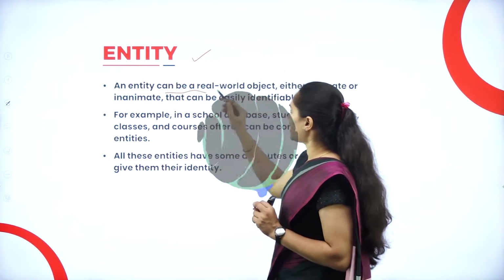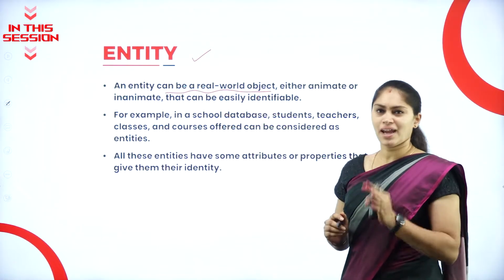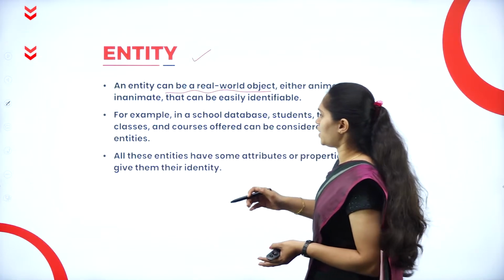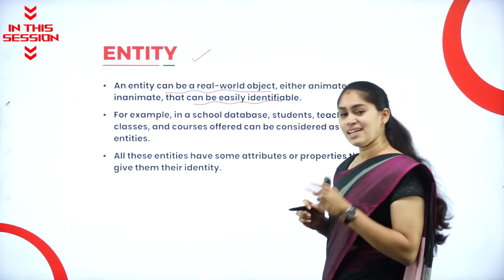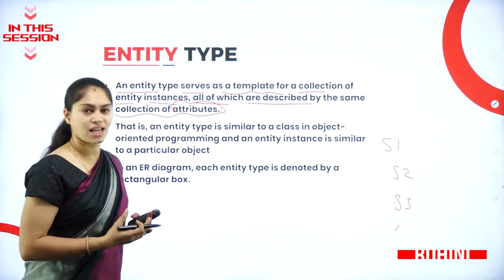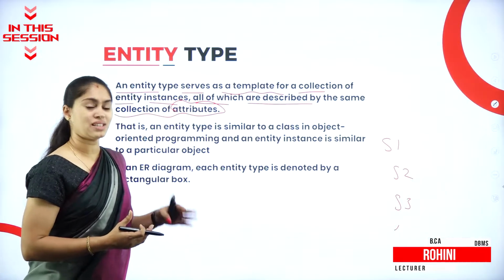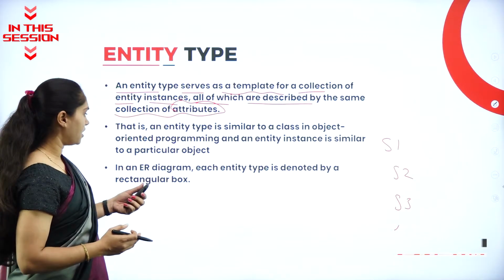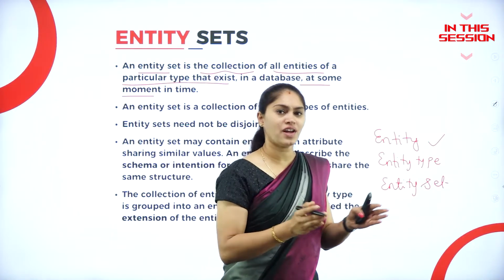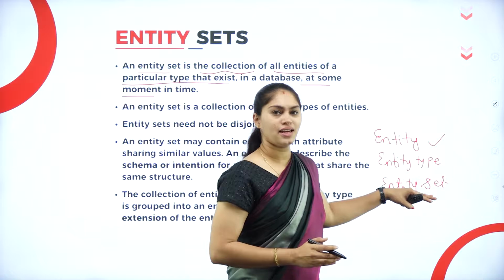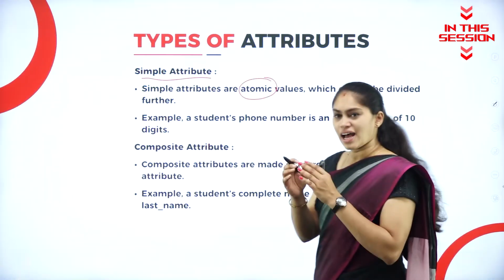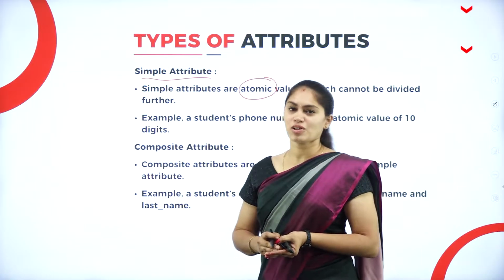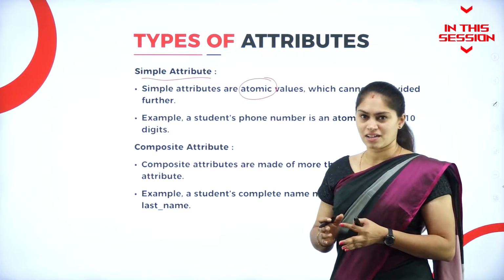An entity can be a real world object. It can be any real world object, animate or inanimate, that can be easily identifiable. We have the same type of attribute here, but the value is going to differ from one entity to another entity. If I have a collection of entities, then we are going to call that an entity set. An attribute value which cannot be further divided, we are going to call a simple attribute.